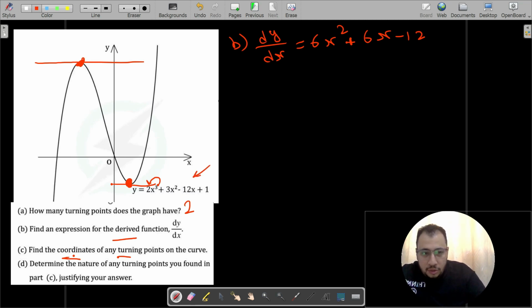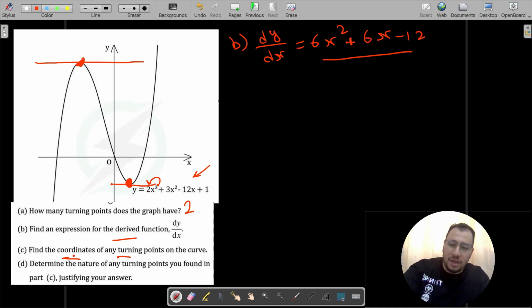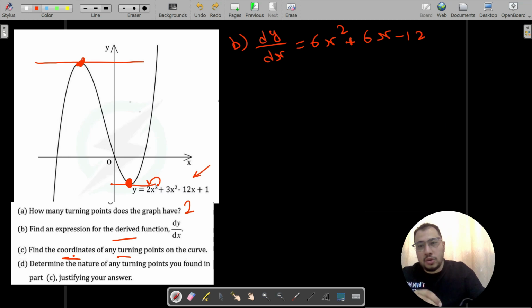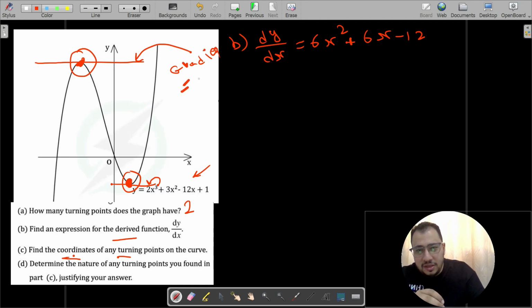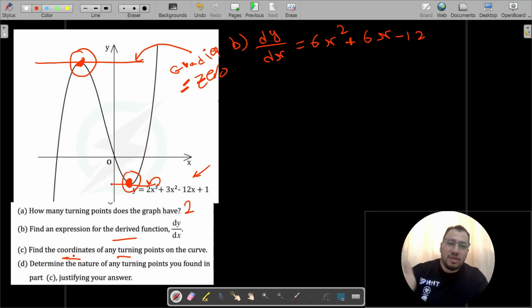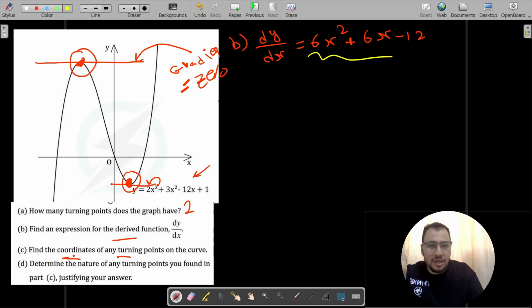As I told you just 1 minute ago, if you get the derivative here, that means you are getting the gradient. And I told you also the gradient of these lines at these turning points is 0. So the gradient equals 0, and the gradient is the same as the derivative. That means the derivative itself equals 0.